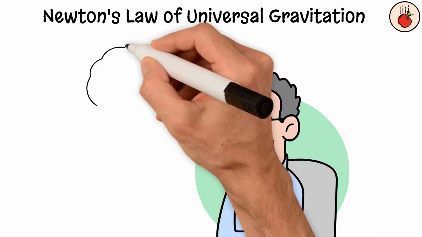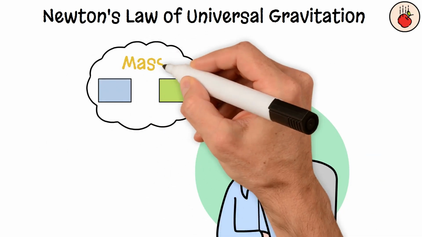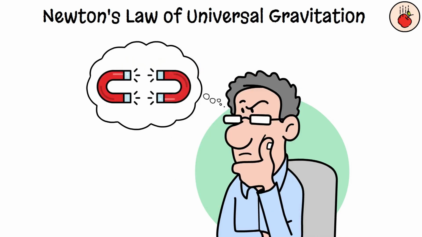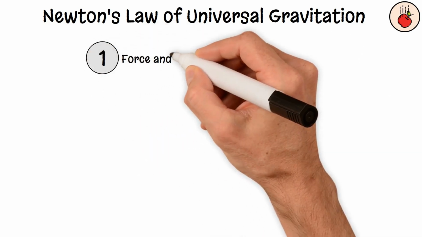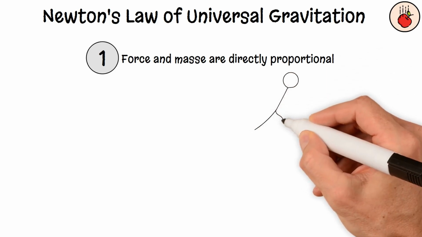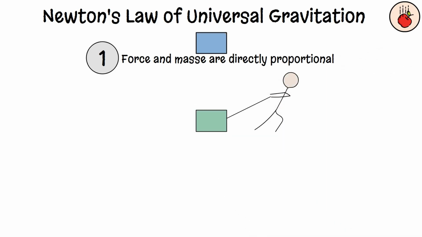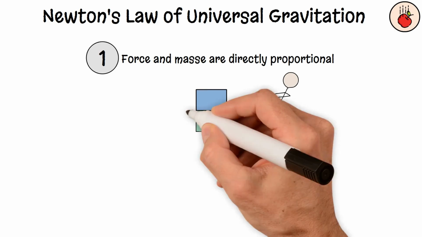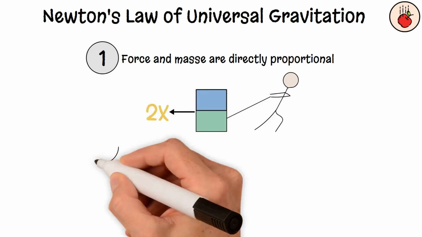Think of gravity as a force that pulls any two objects with mass towards each other, similar to how magnets attract when they're close together. The strength of this pull depends on two things. 1. Force and mass are directly proportional. The more mass an object has, the stronger the pull. If one object is twice as heavy as another, its gravitational pull is twice as strong.